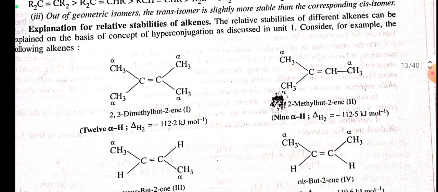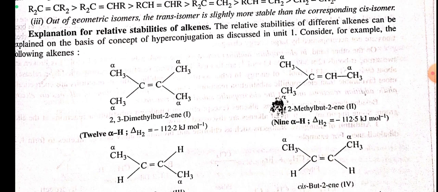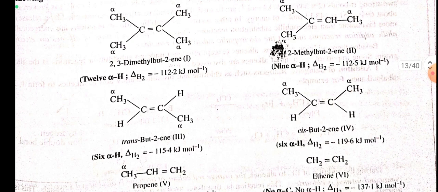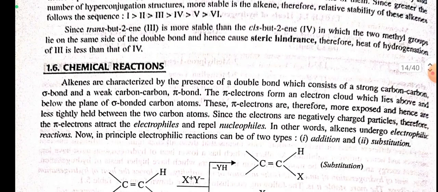Explanation for the relative stability of alkenes. The relative stabilities of different alkenes can be explained on the basis of the concept of hyperconjugation as discussed in Unit 1. Consider, for example, the following alkenes: 2,3-dimethylbutene and 2-methylbutene. 2,3-dimethylbutene has 12 alpha hydrogens and 2-methylbutene has 9 alpha hydrogens. The one which has more alpha hydrogens has a lower heat of hydrogenation and is more stable.